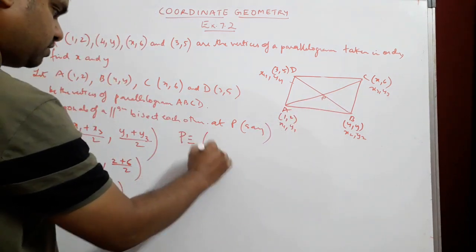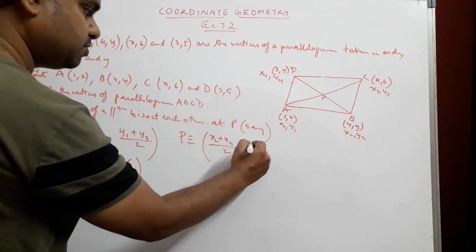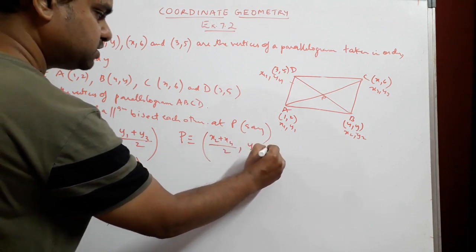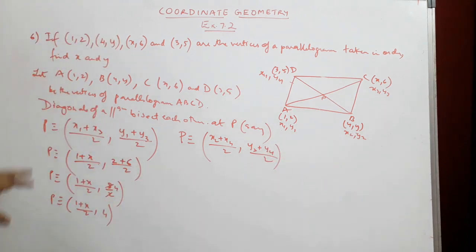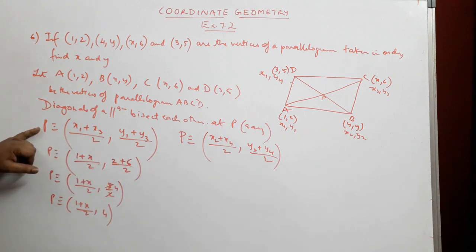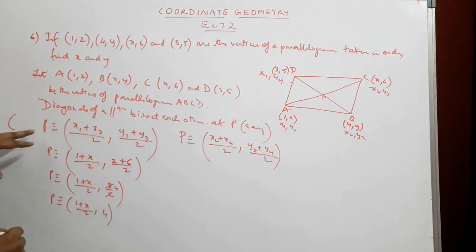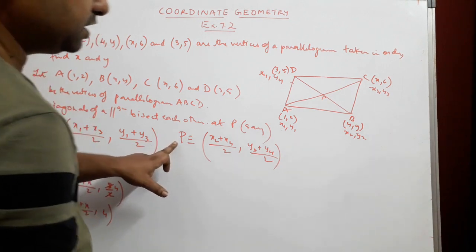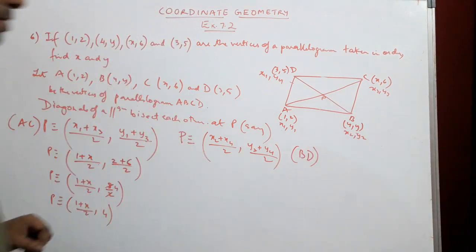P corresponds with (x2 + x4)/2, (y2 + y4)/2. Try and understand why I am taking both P. This P I am taking for line segment x1 and x3, for AC, and this P is for line segment BD.